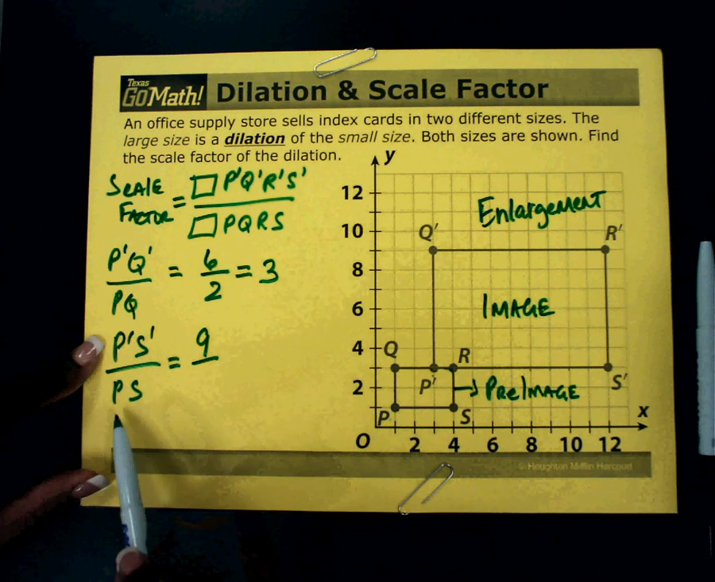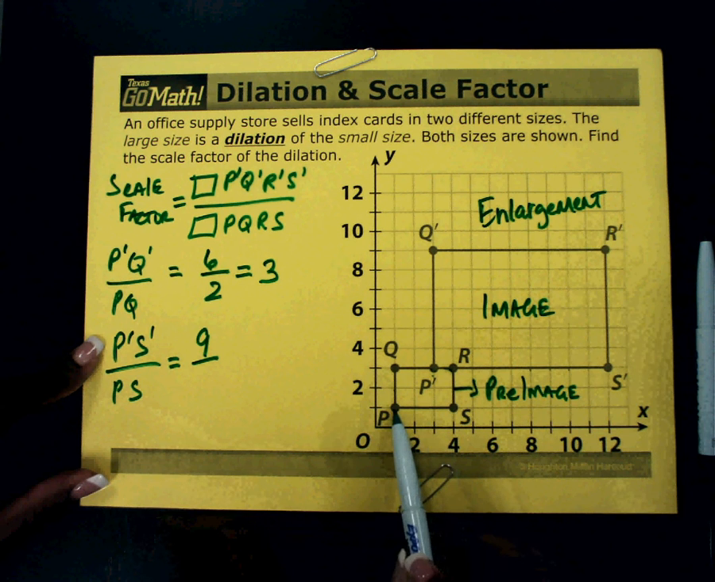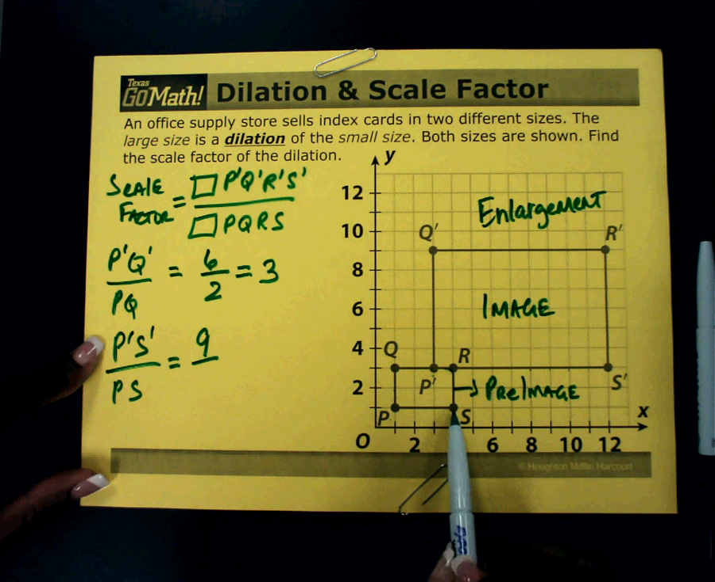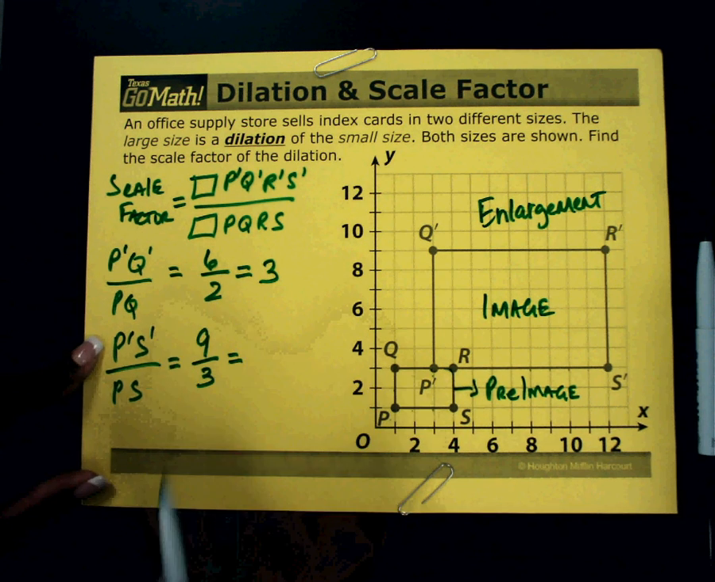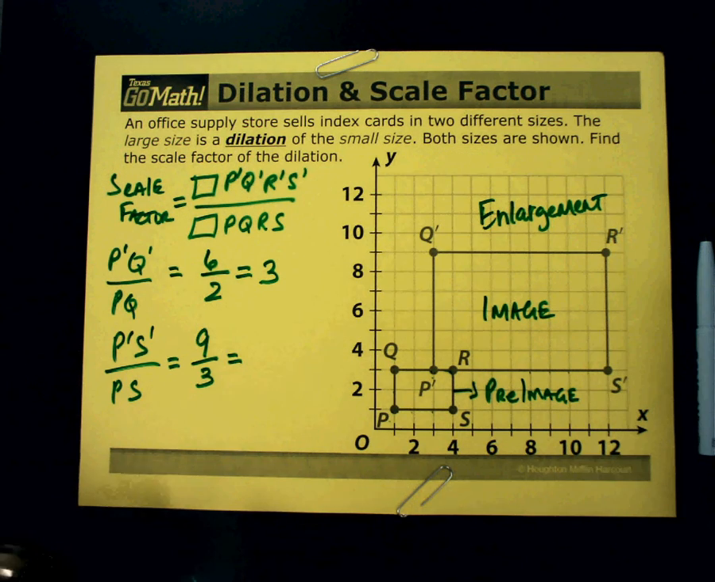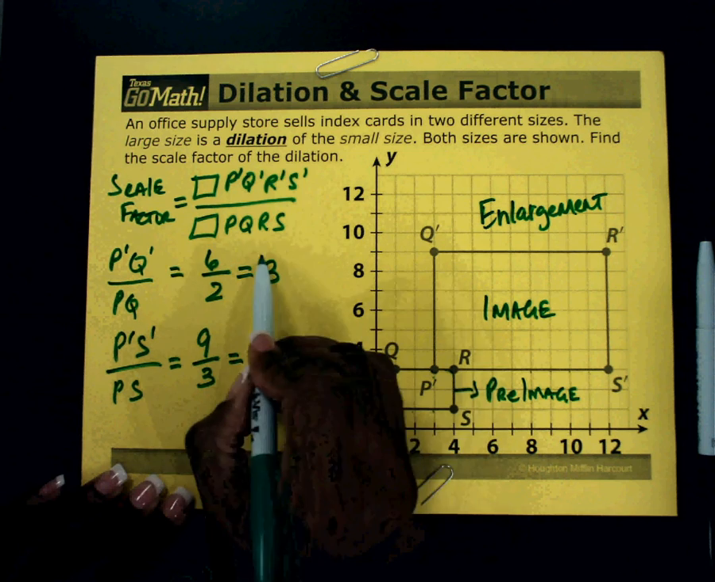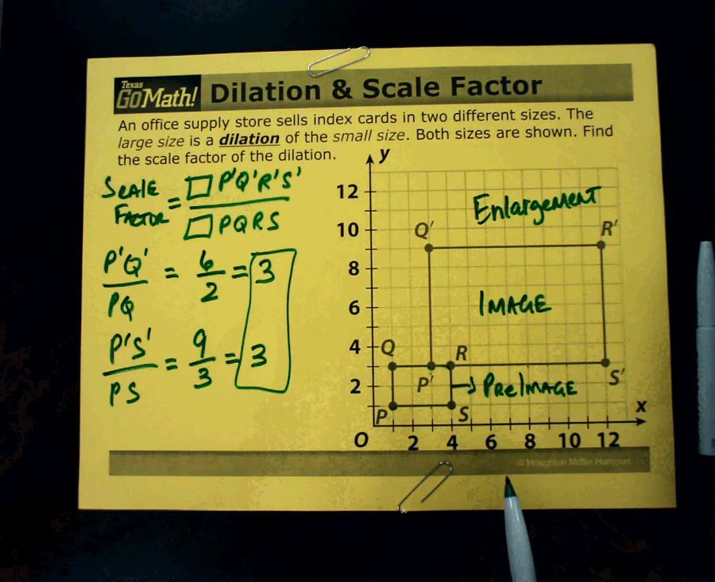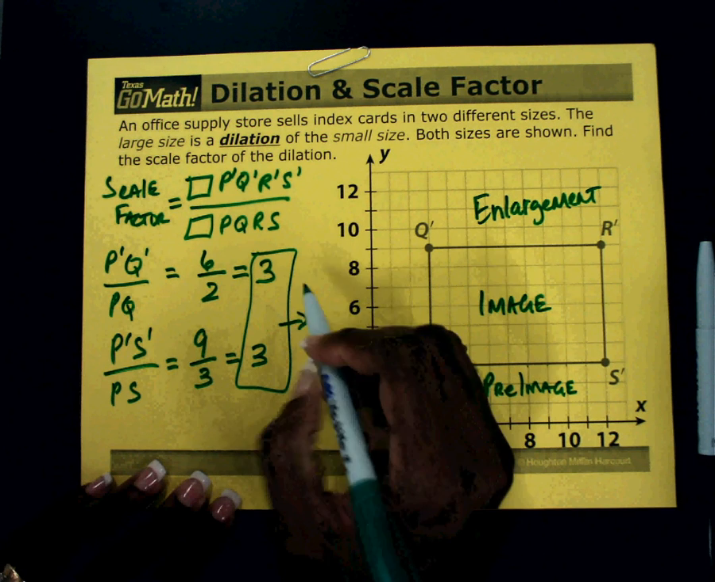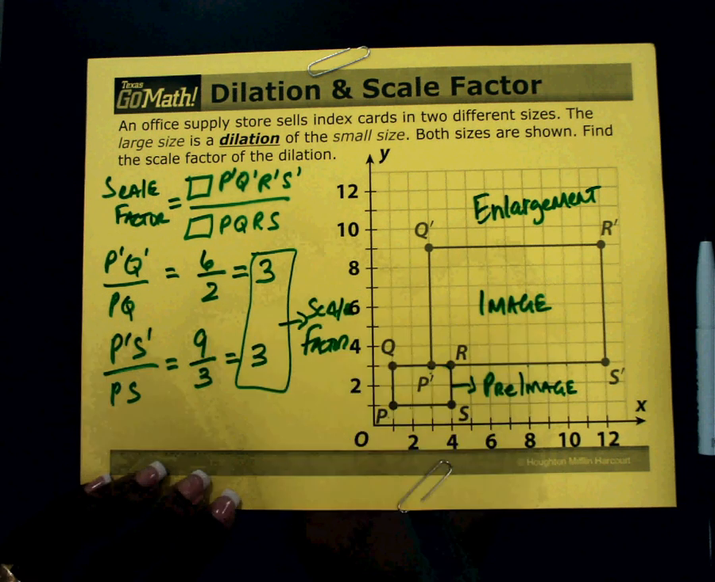Now we're going to do the same thing for our pre-image and the line segment PS. We start with P and count the units to S, and we only count when we move. So we start at P and count 1, 2, 3. Again, it's a fraction, so we want to reduce it to its lowest terms. 9 divided by 3 is 3. So both dimensions of our pre-image and image have a scale factor of 3. That means that, yes, this is our scale factor. And that's it.